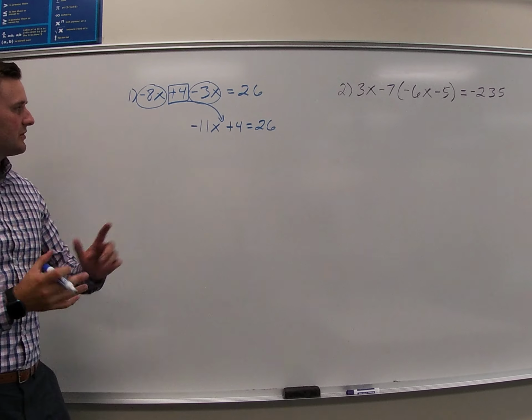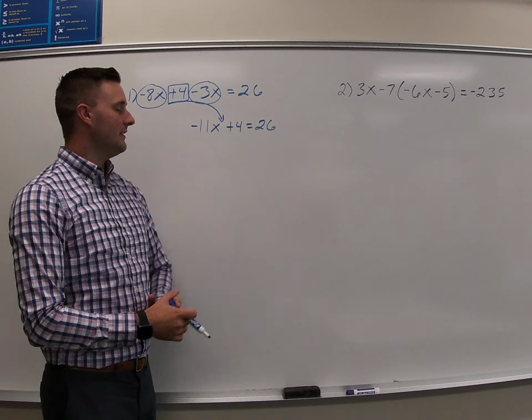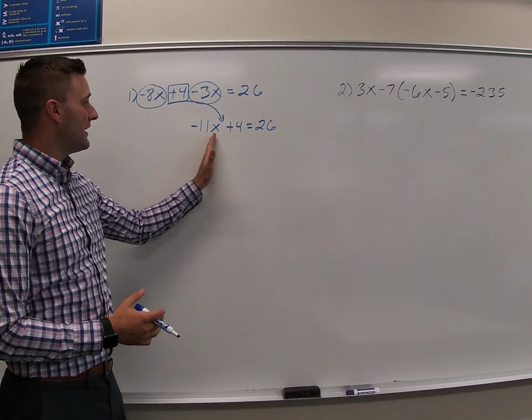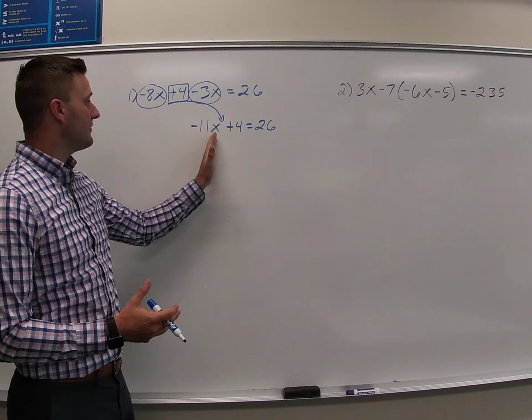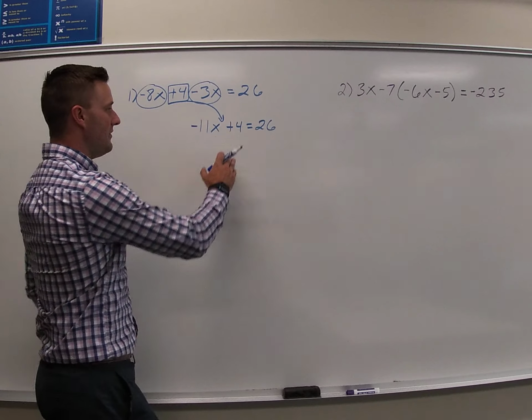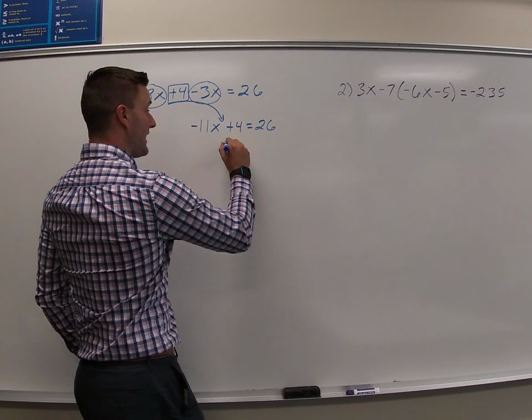Once you get your like terms together, you want to then isolate the variable, which just means get the letter by itself. So if I'm going to try to get x by itself, the first thing I have to do is get rid of this positive 4. So what is the opposite of adding 4? Well, that would be subtracting 4.